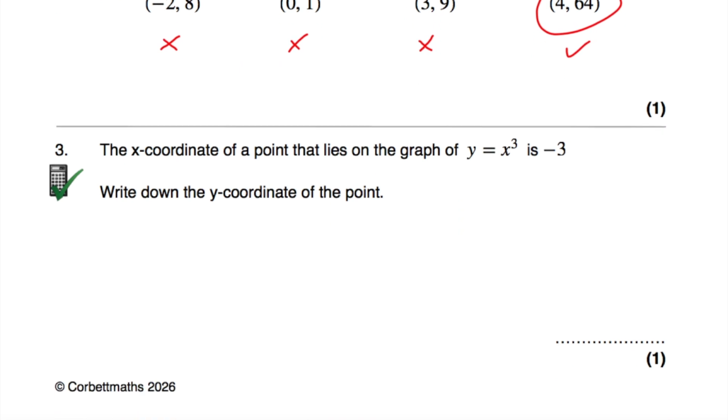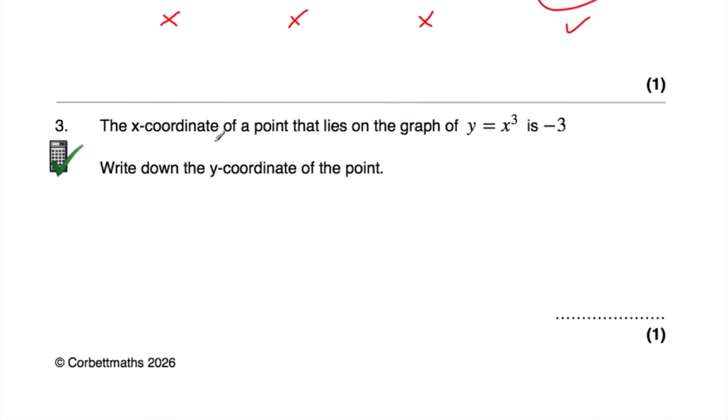Okay, let's look at our next question, question number 3. Question number 3 says, the x coordinate of a point that lies on the graph of y equals x cubed is equal to -3. So in other words, the coordinates of the point would be -3, comma, something.